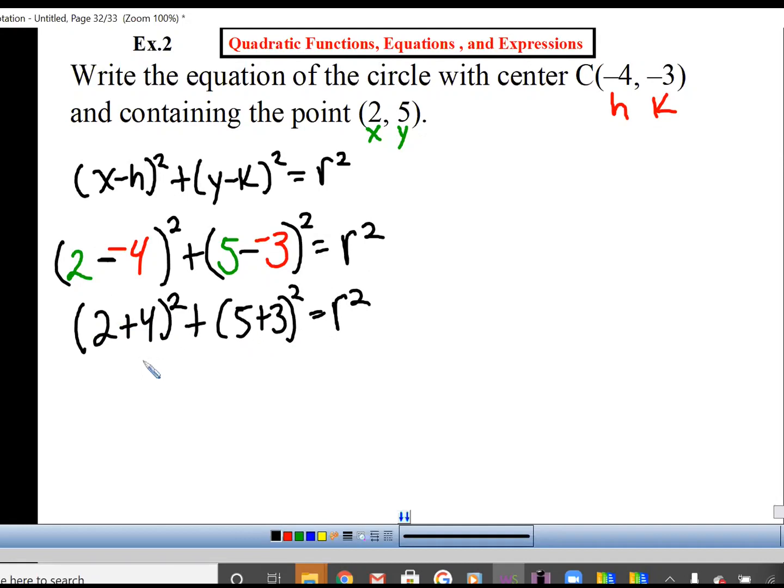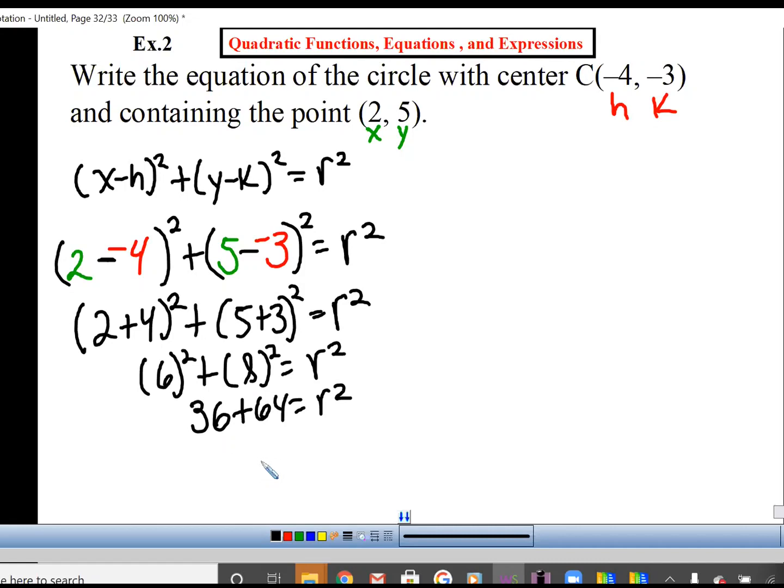Next, this is 2 plus 4 is 6 squared, plus 5 plus 3 is 8 squared, which equals r squared. 6 squared is 36, 8 squared is 64. 36 plus 64 is 100 equals r squared. And to solve for r, take the square root. So that means 10 equals r. Copy that, please. That's half of the work.